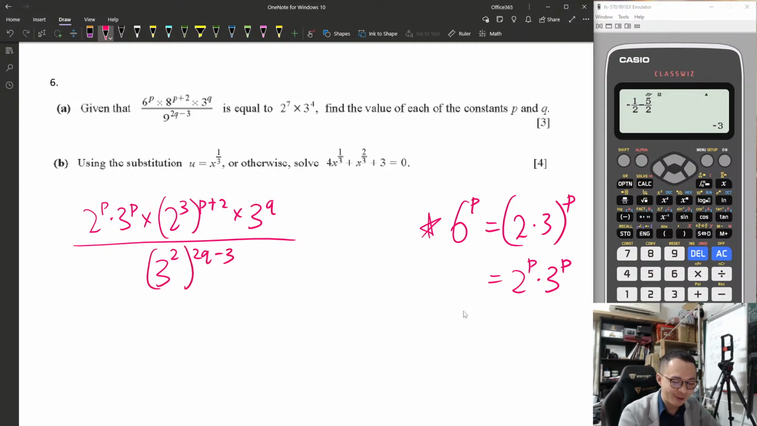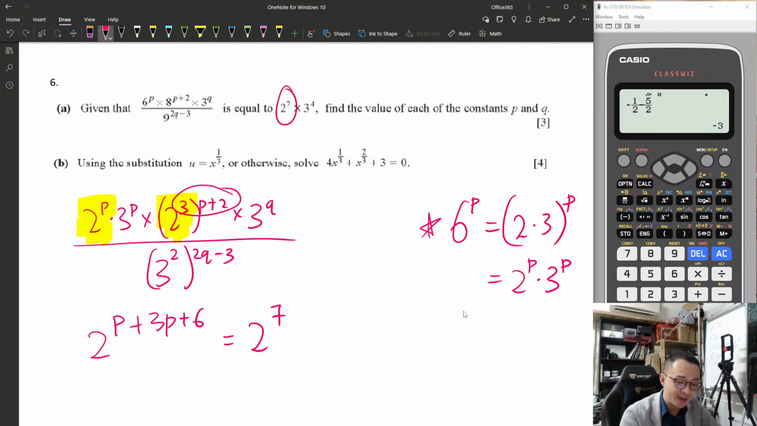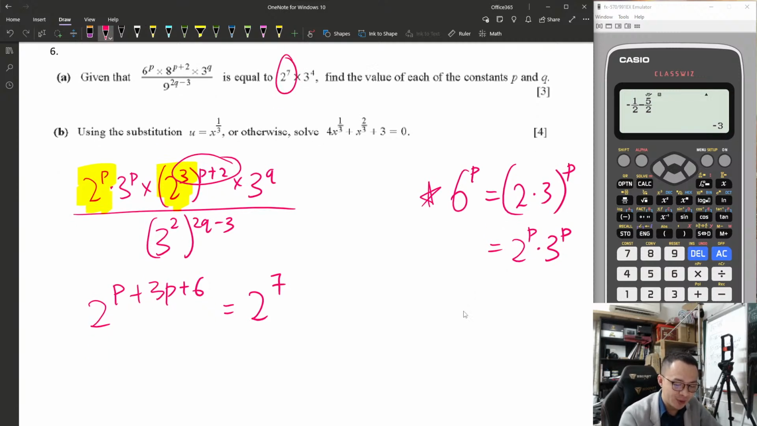Alright, then I will use the same method as just now. First, I focus on 2. This one is multiply, then I say p. Multiply means plus. So this one you can multiply 3p plus 6, which equals 2 power of 7, because they tell me the total power of 2 is 7. So I can quickly do this: 4p plus 6 equals 7. 4p is 1.